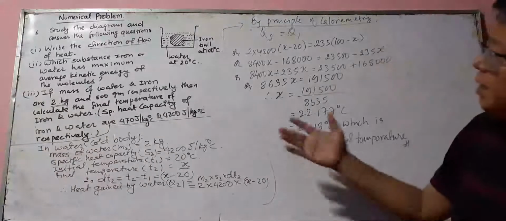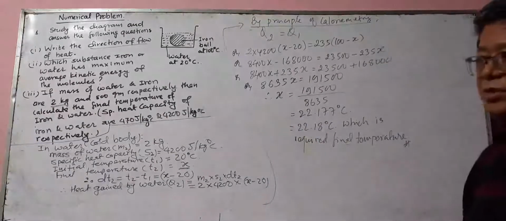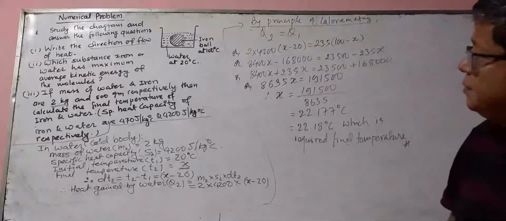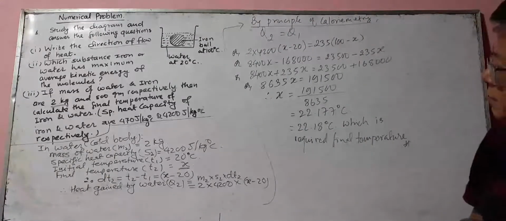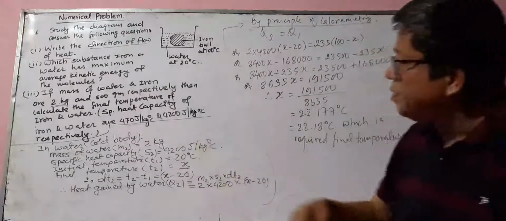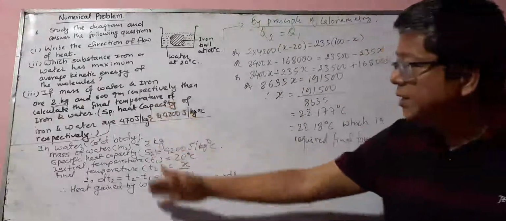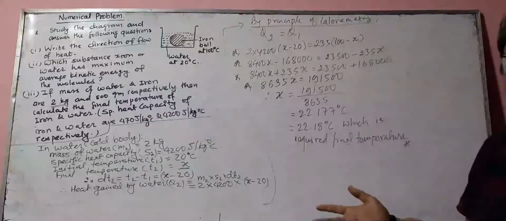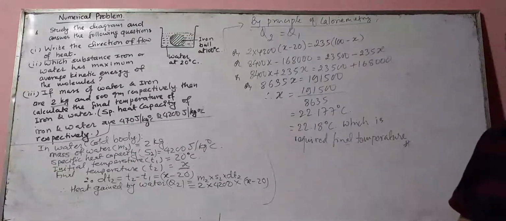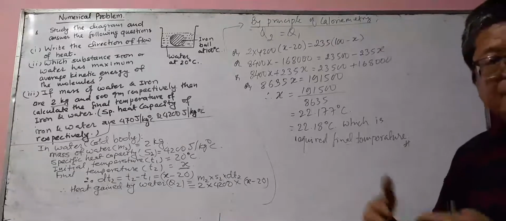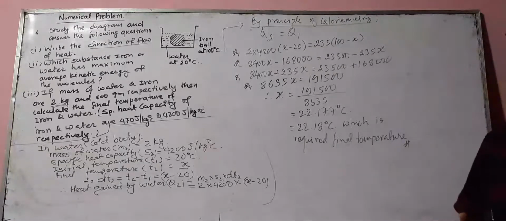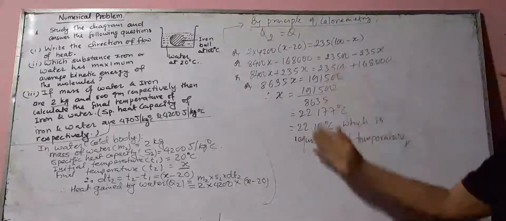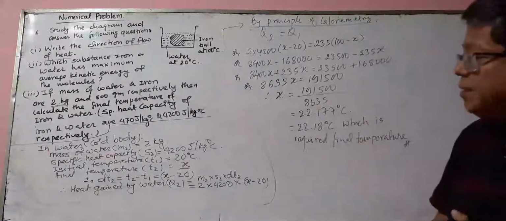Similarly, in cold seasons we mix cold water and hot water, and you can solve such problems similarly by this method. First, calculate the heat gained by the cold body and the heat lost by the hot body, and then equate them and simplify. You'll get the required temperatures.